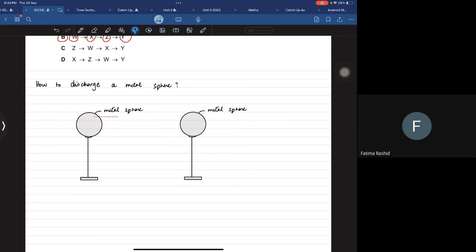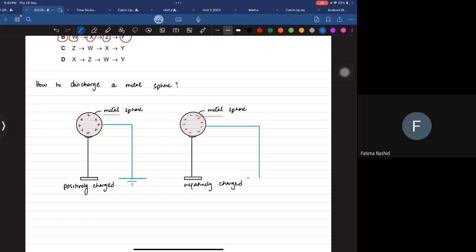Okay, so this metal sphere is positively charged and this is negatively charged. So it means it has more positives, and this means it has more negatives. So if you connect, obviously, an earth wire with both of them, the earth wire is going to neutralize it. So I want you guys to tell me what will be right in both cases.